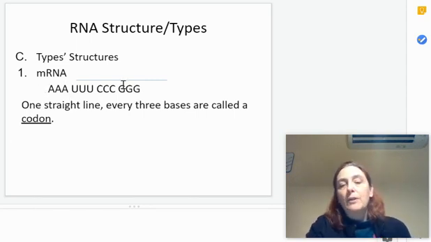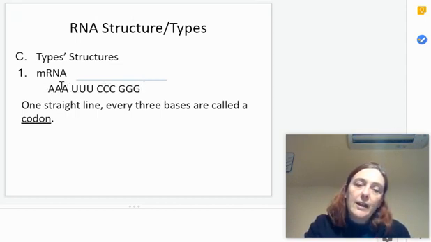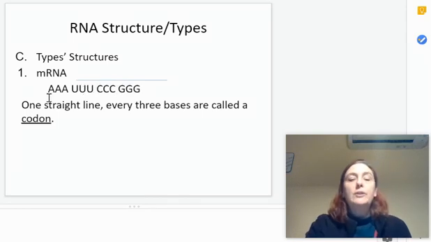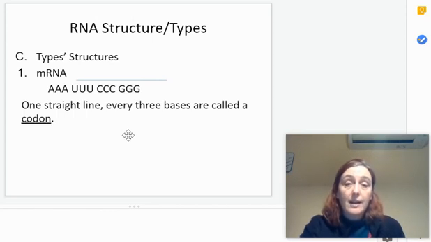So if we have one long strand of bases, if you take a look right here, this really is a strand where you'd have the circle and the pentagon and then the rectangle, the circle, a pentagon, and a rectangle. So this is just a long chain of nucleotides. And so we have 12 nucleotides here, 3 A's, 3 U's, 3 C's, 3 G's. We have 4 codons, 1, AAA, 2, UUU, 3, CCC, and 4, GGG. So mRNA is a straight strand, and every 3 bases on the strand is called a codon.